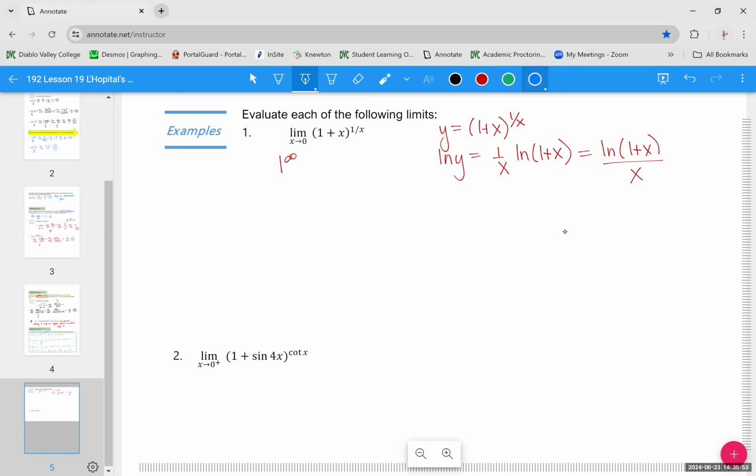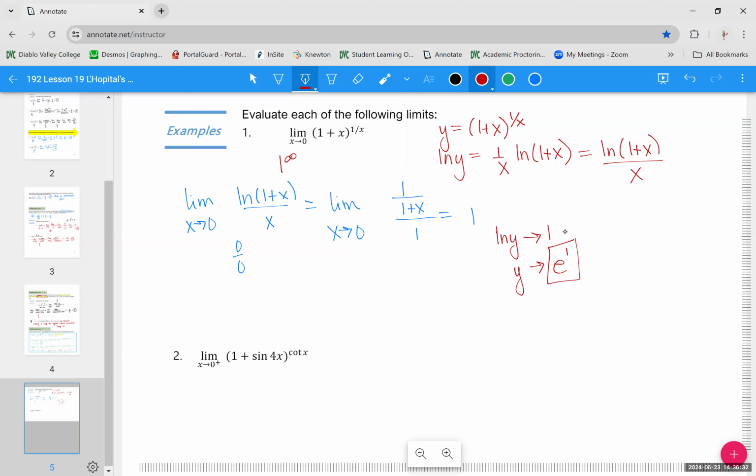So now what we're going to do is try to calculate the limit as x approaches 0 of this ln of the thing we started with. Looks like that gives us 0 over 0. So we apply L'Hopital, which will give us 1. But we're not done, because we know that ln of y approaches 1, so y approaches e to the 1. So our final answer is e, or e to the 1.